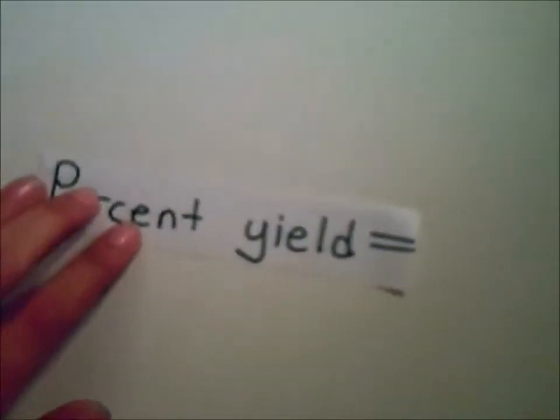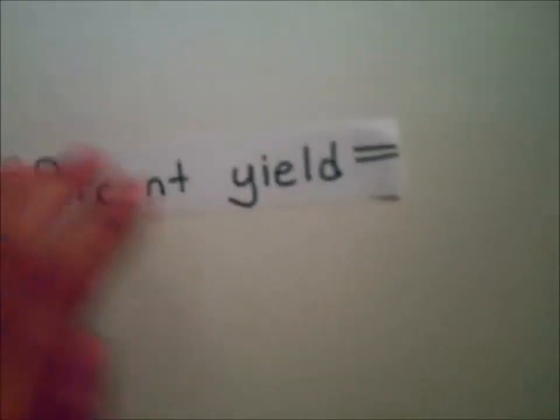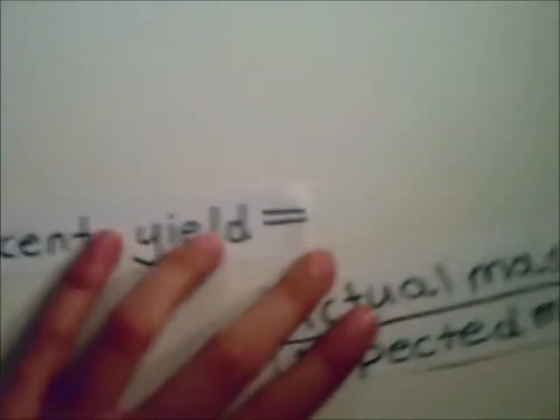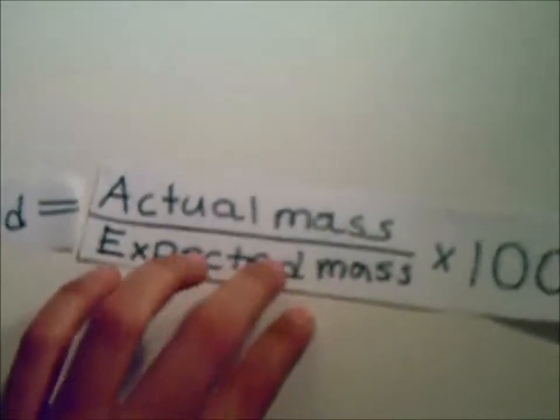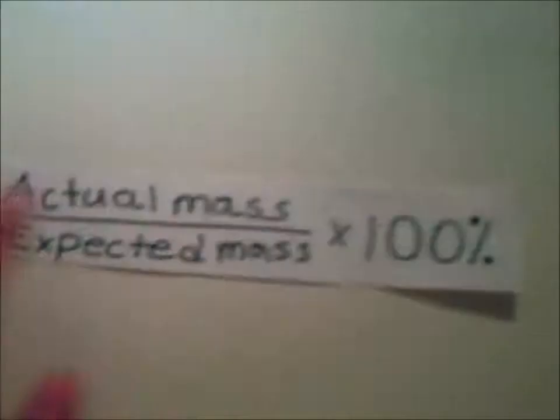To find the percent yield, you have to actually do the experiment. And then you take the actual mass, divide it by the expected mass, the theoretical yield, and multiply it by 100%.